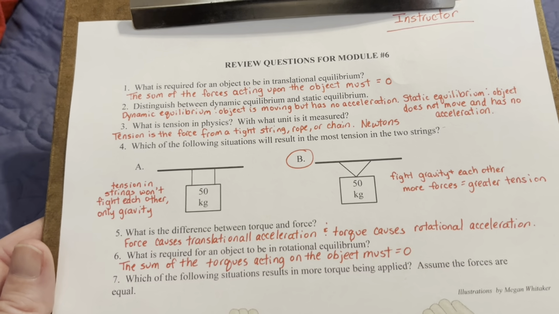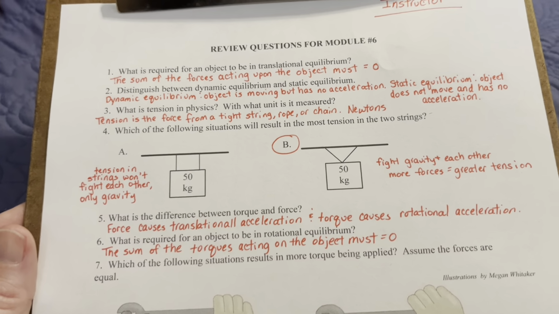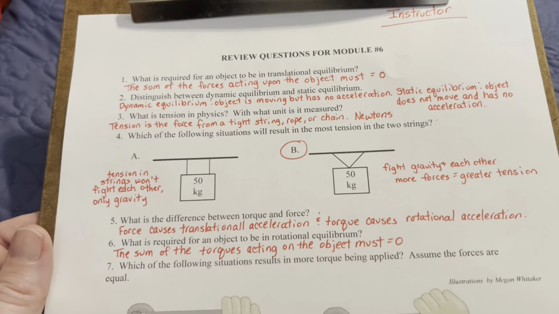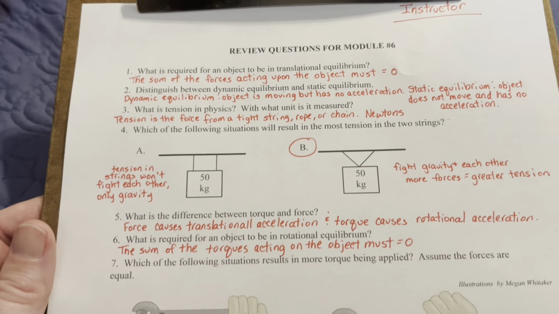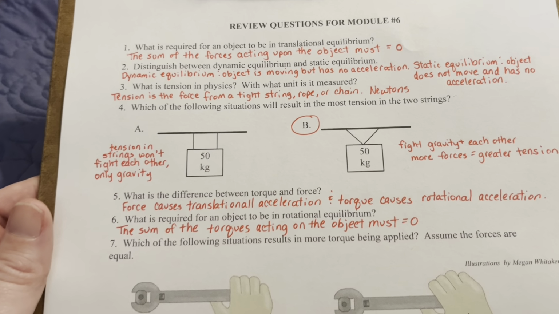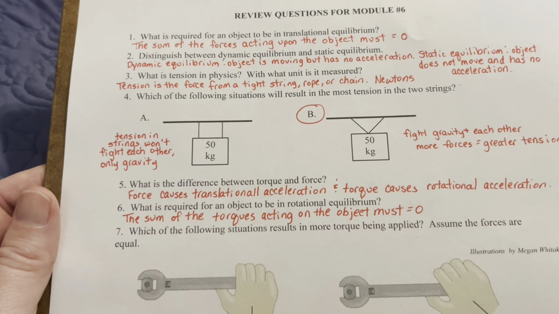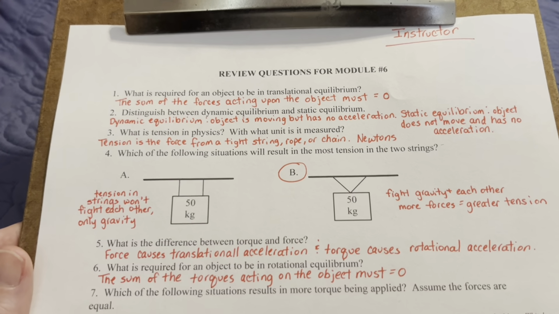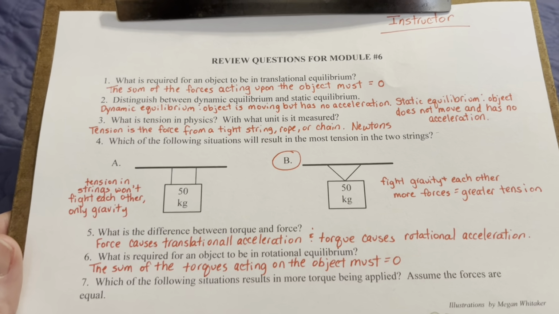Number 1, what is required for an object to be in translational equilibrium? Remember that the sum of the forces acting upon that object must equal 0. Number 2, distinguish between dynamic equilibrium and static equilibrium. Okay, remember that both dynamic and static equilibrium have no acceleration. But in dynamic equilibrium, the object is moving with no acceleration. And in static equilibrium, the object does not move and again has no acceleration.